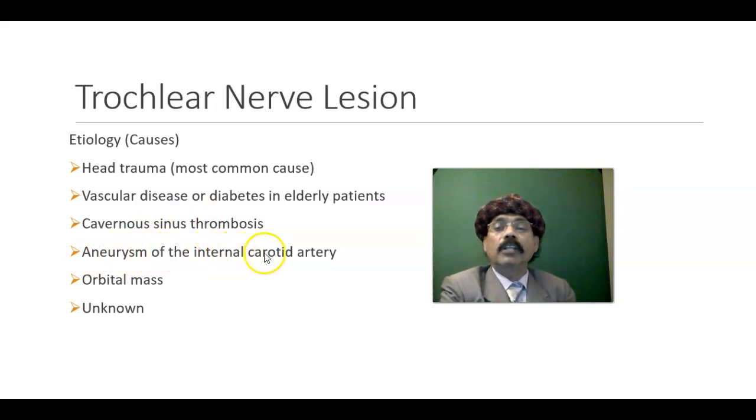An aneurysm is an abnormal dilatation of the internal carotid artery, because the internal carotid artery passes through the cavernous sinus. It may compress not only the trochlear nerve; that aneurysm or abnormal dilatation may compress other nerves too. Any orbital mass, tumor, or abscess may also compress the trochlear nerve. The trochlear nerve lesion may also be of unknown cause.